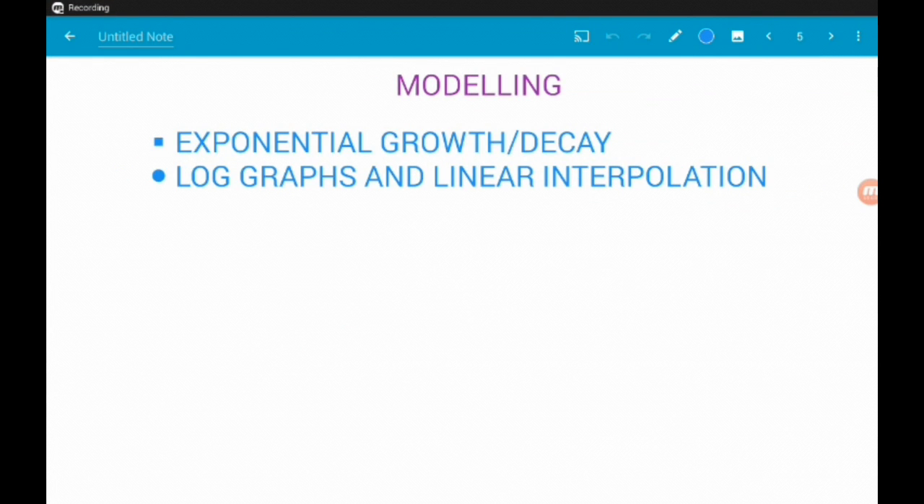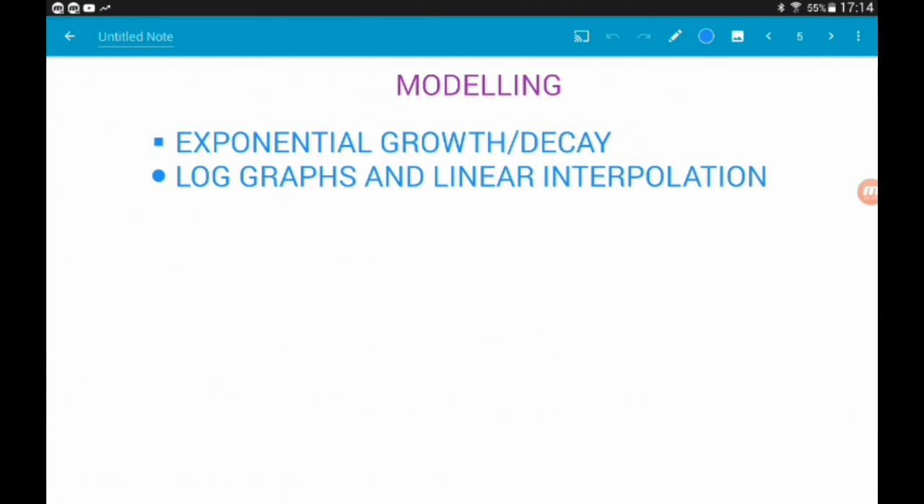Okay, and then lastly we're going to be looking at modelling. So you might have seen at GCSE exponential growth and decay. You might have seen that in past papers or in your own papers. Don't know, haven't seen them yet. But we're going to go through that again in a lot more detail. And then also we're going to be looking at logarithmic graphs and something called linear interpolation.